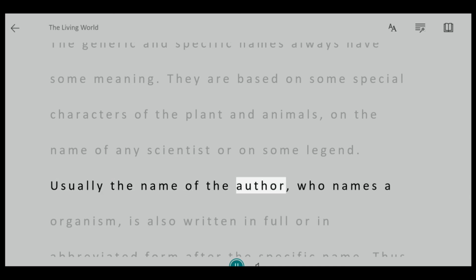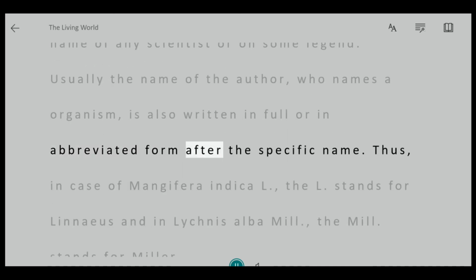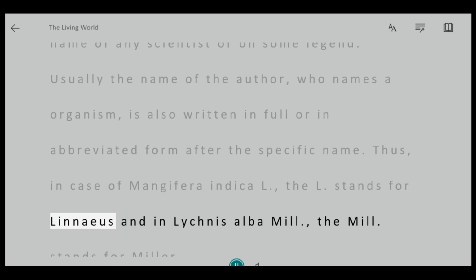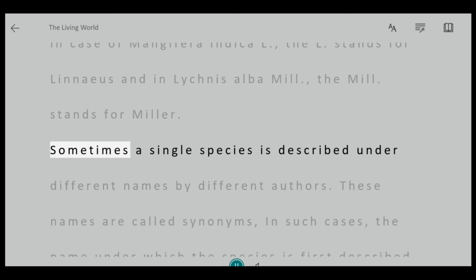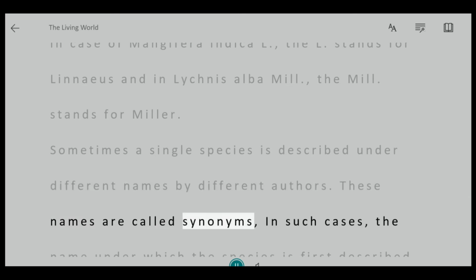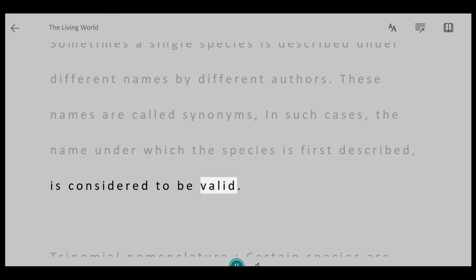Usually the name of the author, who names the organism, is also written in full or in abbreviated form after the specific name. Thus, in case of Mangifera indica L, the L stands for Linnaeus, and in Lychnis alba Mill, the Mill stands for Miller. Sometimes a single species is described under different names by different authors. These names are called synonyms. In such cases, the name under which the species is first described is considered to be valid.